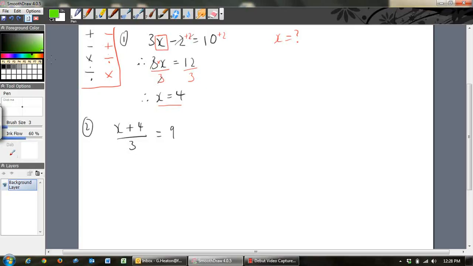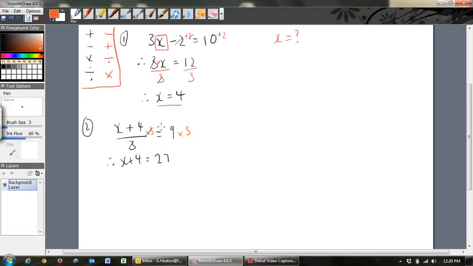So the first thing to do is to get rid of this 3. This is divided by 3. This means x plus 4, all divided by 3. So to get rid of that, we need to times that side by 3, and so we need to times the other side by 3 as well. That cancels out those 3s, and so what we're left with on this side is x plus 4 equals 9 times 3, which is 27. Great, so that's the first step done.